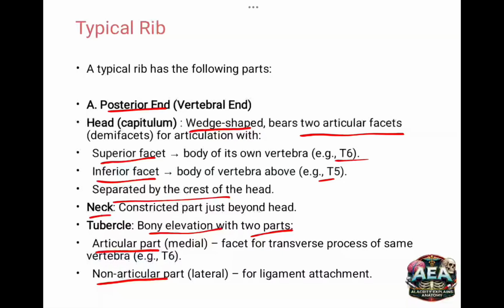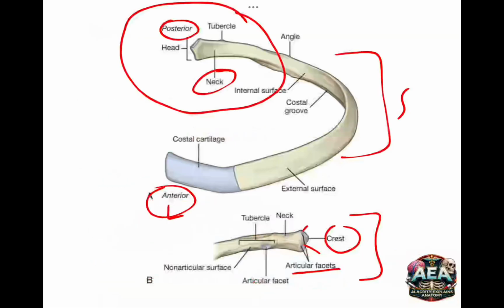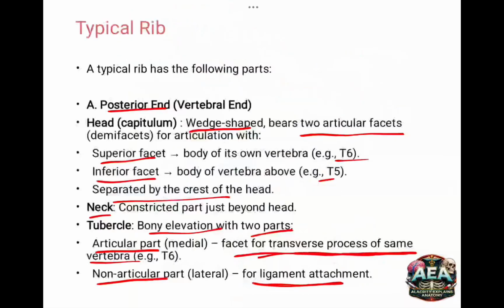The articular part has a facet for the transverse process of the same vertebrae, sixth rib, sixth thoracic vertebrae, while the non-articular part attaches to what? It has ligament attachment. It attaches to ligaments. So this is the tubercle. It has a non-articular part that is rough and an articular part that is smooth and has a facet.